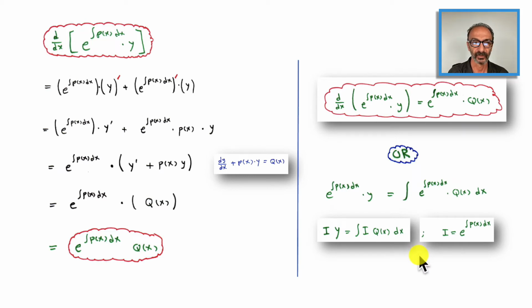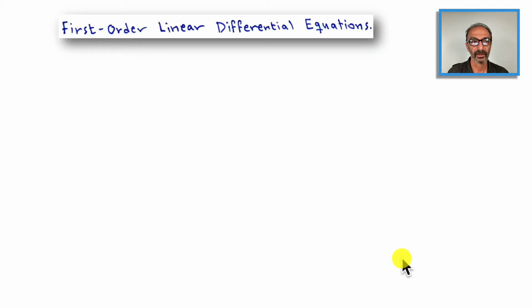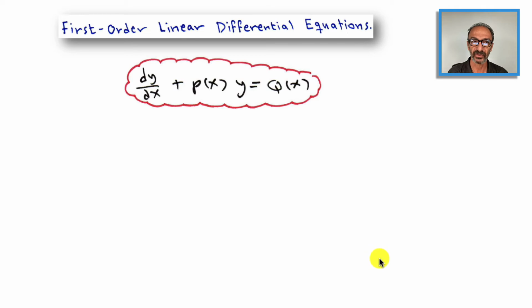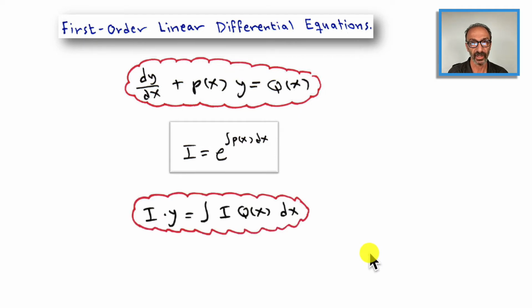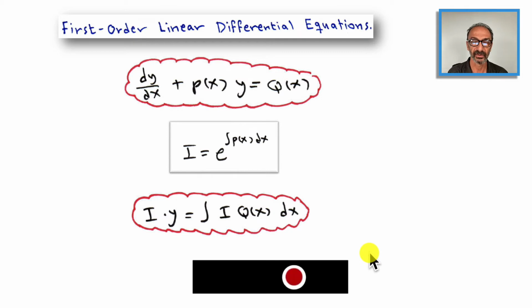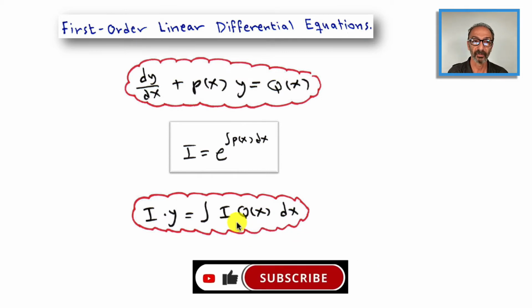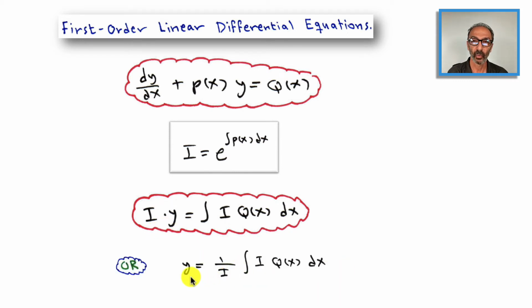Now, how do we end up solving the equation? The first order linear differential equation looks like this: dy/dx plus p of x times y equals q of x, where I equals e to the power integral of p of x dx. I times y equals the integral of I multiplied by q of x dx. So if you want to leave y by itself, you get y equals 1 over I times the integral of I q of x dx.